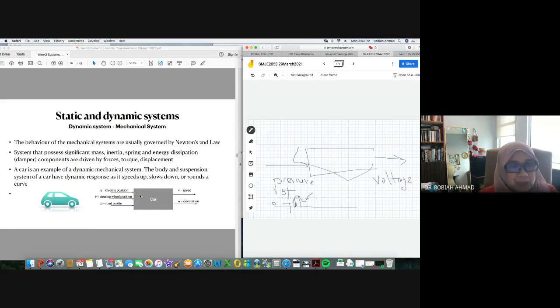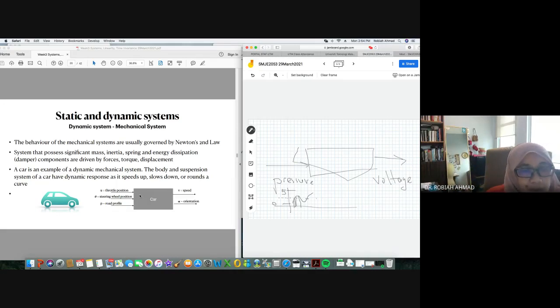Okay, for example, like mechanical system, the behavior of mechanical system is usually governed, kita tengok tadi, governed by Newton's second law, summation of force equal to ma, motion. So the system that possesses significant mass, inertia, sebab dia ada inertia, dia ada spring. Bila spring tu, kalau kita tarik spring, dia akan gerak-gerak lagi. The same goes for the inertia concept, macam kipas kan. Walaupun kita dah tutup, dia gerak-gerak lagi.